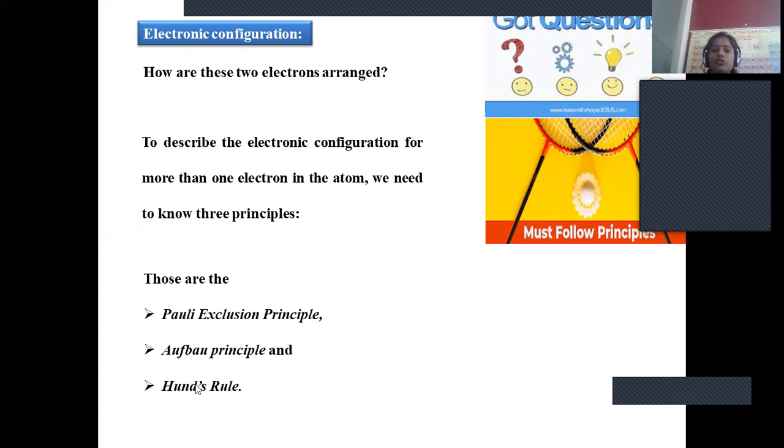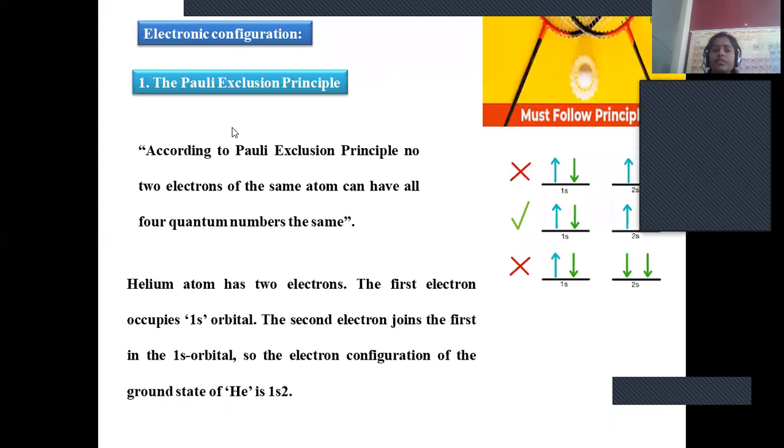Second is Aufbau rule. Third is Hund's rule, right? To describe the electronic configuration with more than one electron. If one electron is there, it is very simple to locate. But when more than one electron is there, we have to follow these three fundamental rules in order to fill the electrons. One is Pauli's exclusion principle, second is Aufbau principle, third is Hund's rule. These are required to be followed.